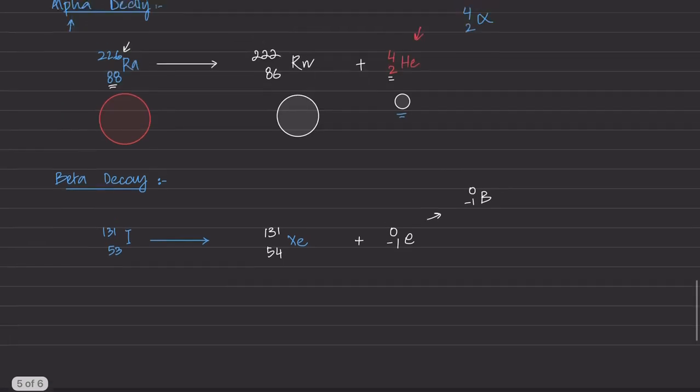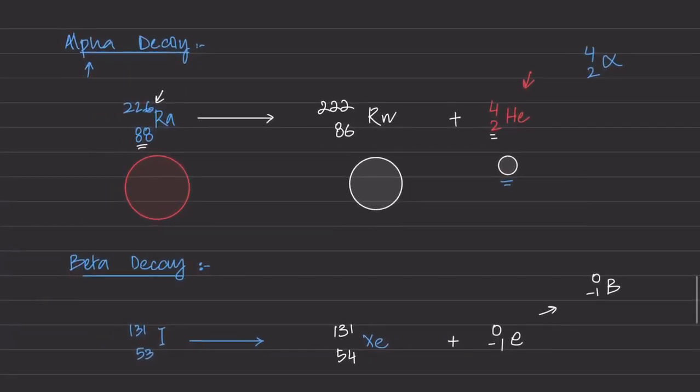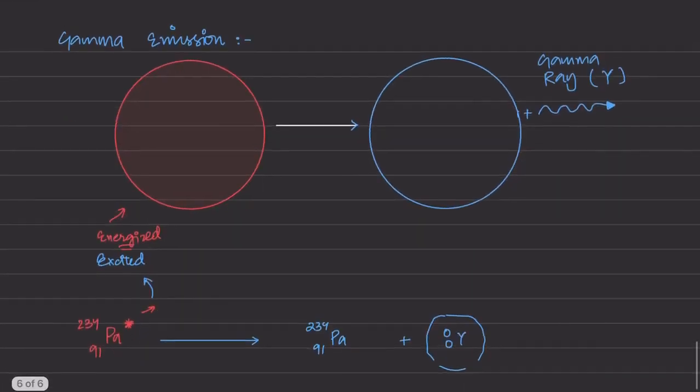So here we have your gamma emission, alpha, beta, and your gamma emission. In the gamma emission, there's just a gamma ray which leaves, which is another electromagnetic wave. Once it leaves, your daughter nuclei is now free of that energy. The parent nuclei, which initially started off with more energy, is now more stable.